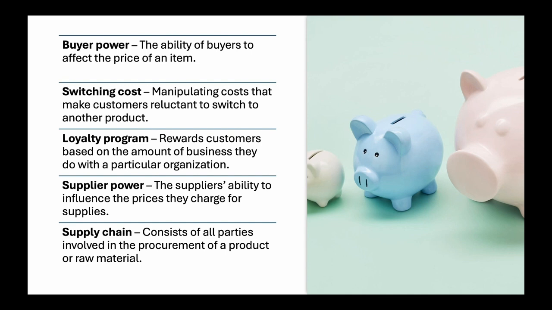Loyalty program: rewards customers based on the amount of business they do with a particular organization. مثلا انت رحت على صالون بتسوي مثلا 5 services عندهم والسادسة مجانا. هاي loyalty program. Supplier power: the supplier's ability to influence the price they charge for supplies. Supplier power هي قوة المورد. Supply chain consists of all parties involved in the procurement of a product or raw material.